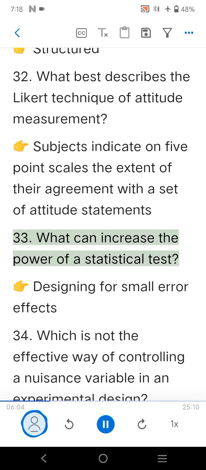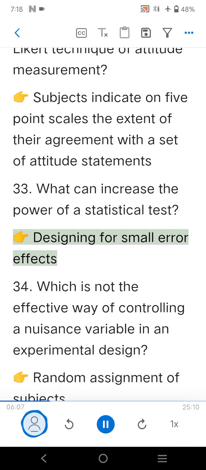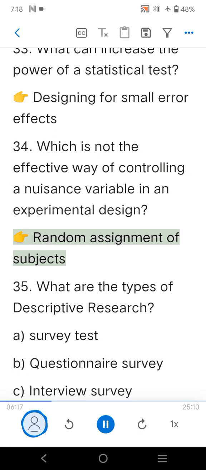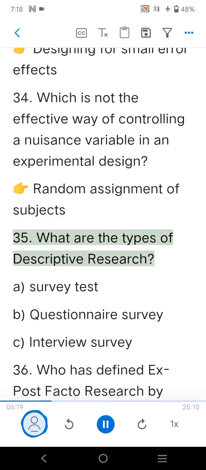33. What can increase the power of a statistical test? Designing for small error effects. 34. Which is not the effective way of controlling a nuisance variable in an experimental design? Random assignment of subjects.